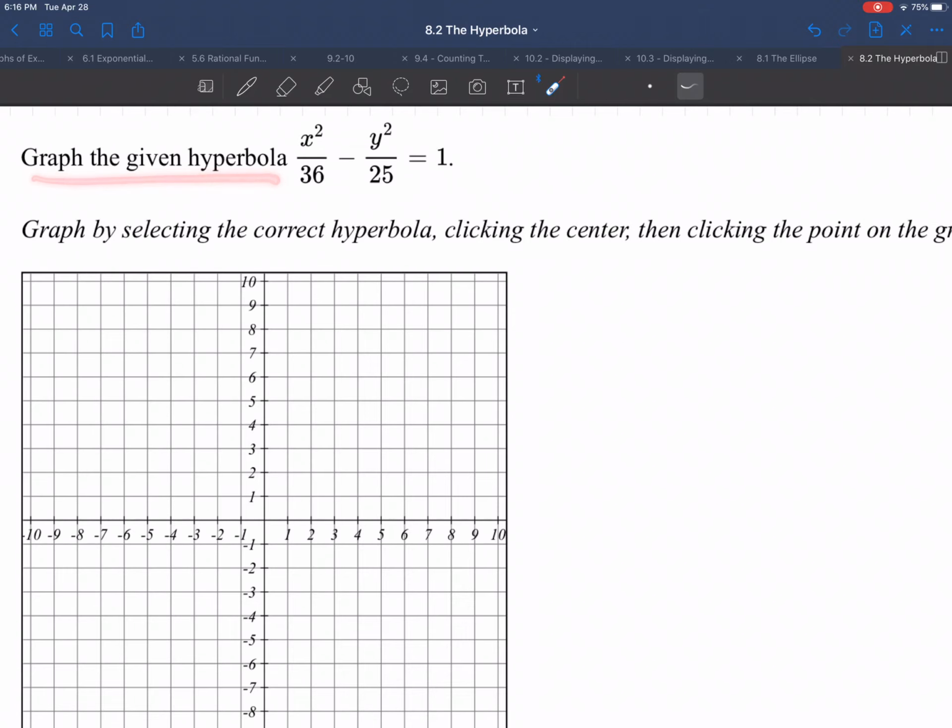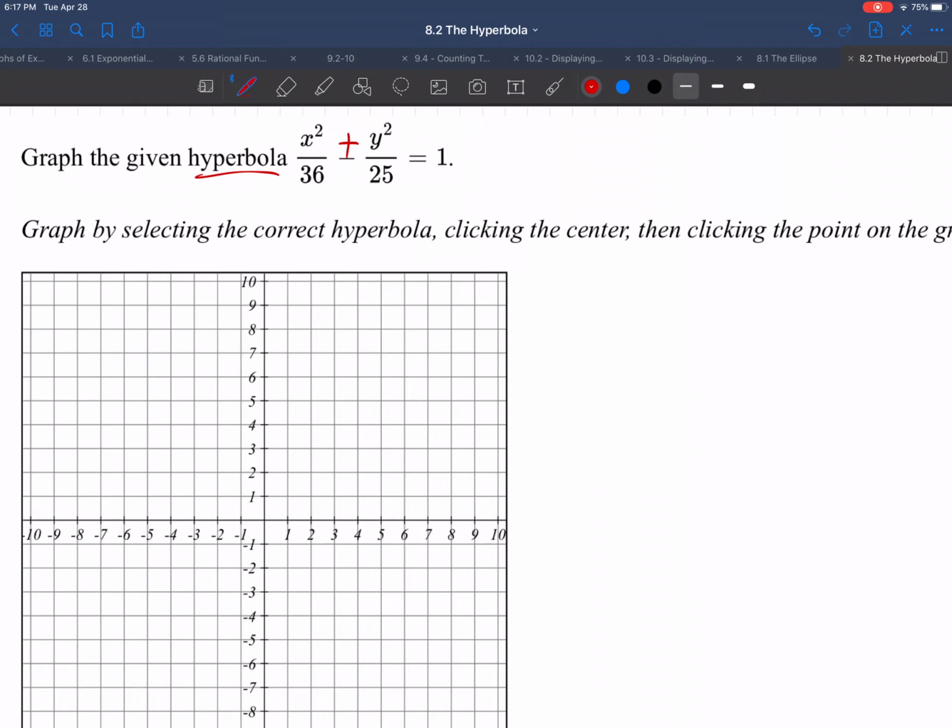Graph the given hyperbola. So there's a hyperbola. Okay, so how do we graph hyperbolas? Well, they're very similar to an ellipse. Imagine if that was a plus sign in the middle instead of a minus sign, that would be an ellipse equation, wouldn't it? With a 1 on the right side. It looks just like an ellipse equation, except it has a minus in the middle instead of a plus. That's the only difference between a hyperbola and an ellipse.